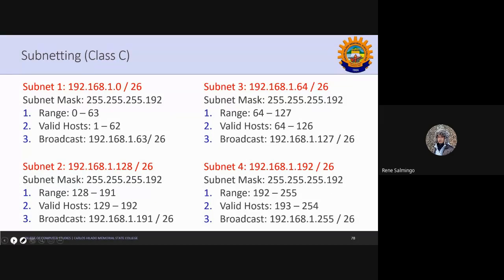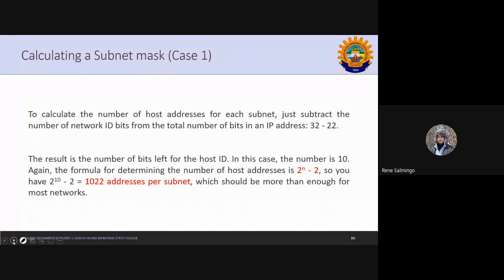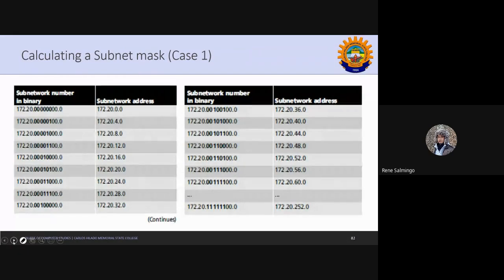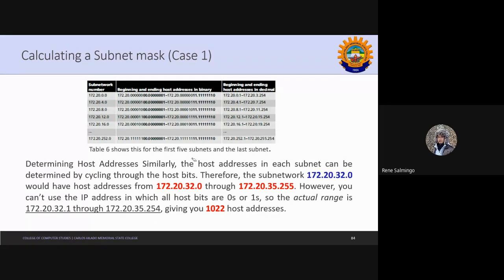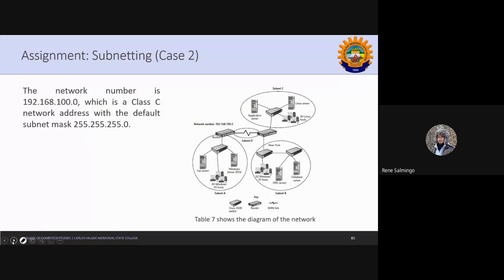Okay, so we move forward to this, an example of the subnet mask. These are the subnetwork addresses in your notes. Okay, we have the bit reallocation, usually on the third octet for class B. For class C, you focus more on the fourth octet. Now, this is an example of class B also, discussing how it was calculated, and another assignment for case 2. So this one.